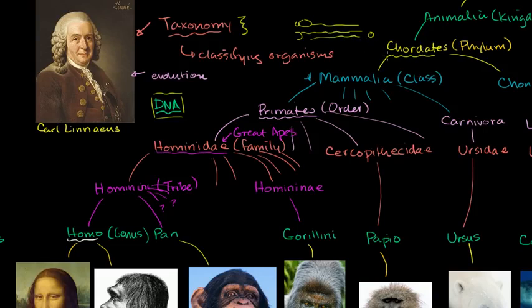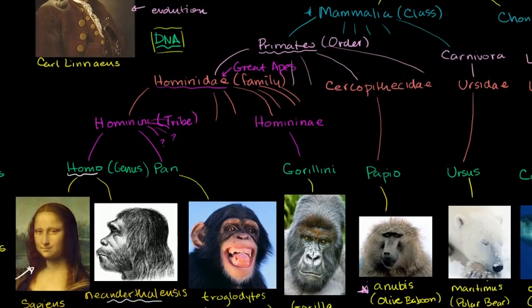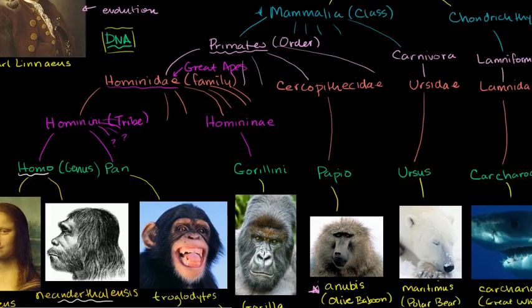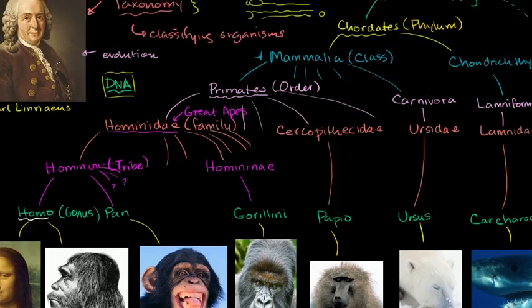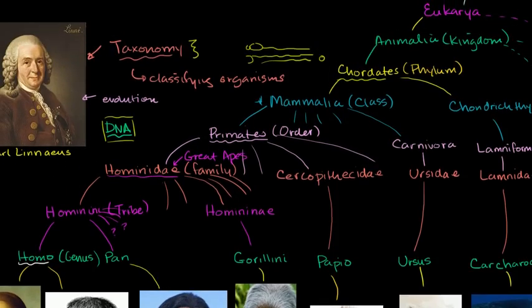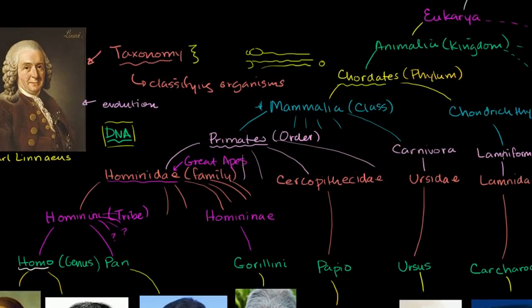And to show a chordate that is not a mammal, you would just have to think of fish or sharks. So this right over here is a non-mammal chordate. This is a great white shark over here. Now let's go even broader, and as you'll see, now we're getting to things that are very, very not human-like. So you go one step broader.